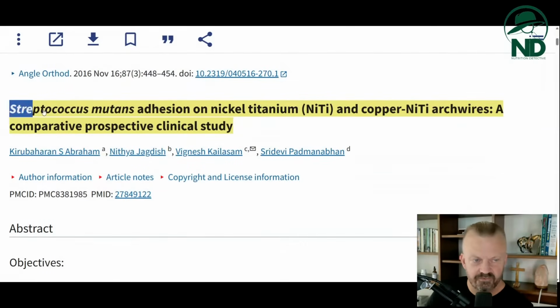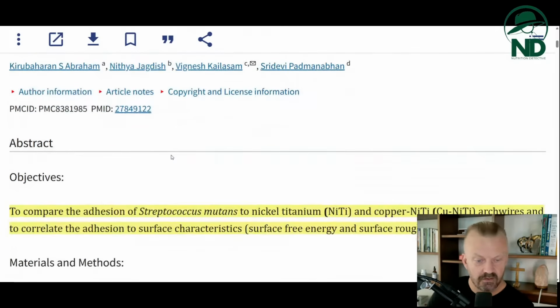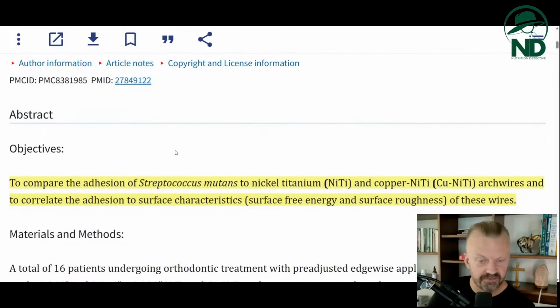Again, just more on this. Strep mutans adhesion on nickel titanium and copper nickel nitinol. That's our nickel titanium arch wires. Is there anything else interesting in this?